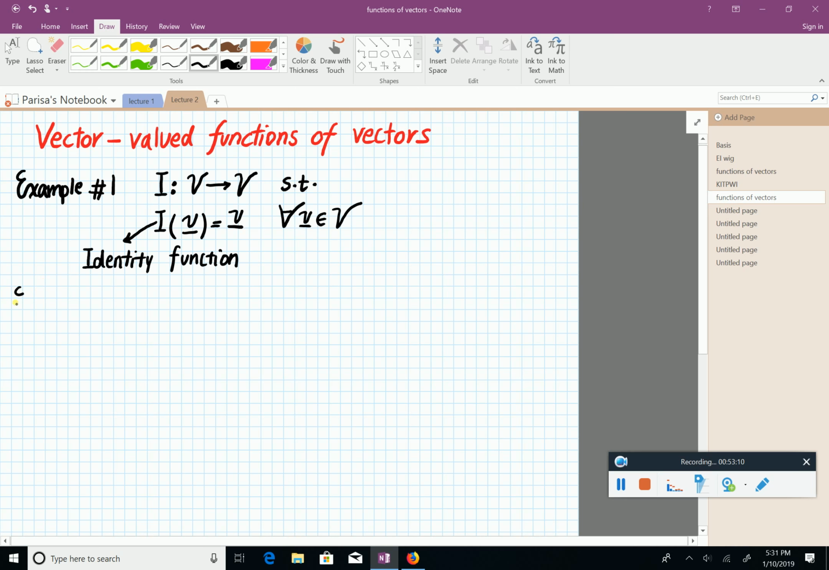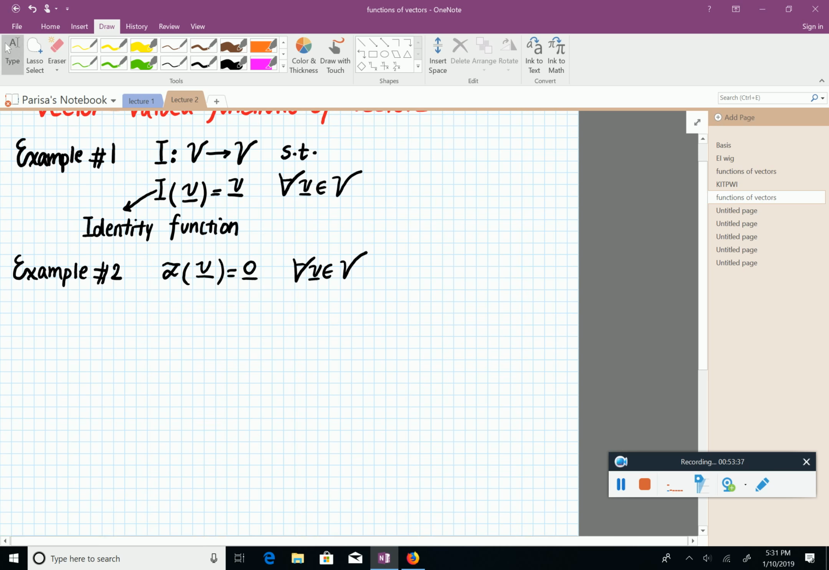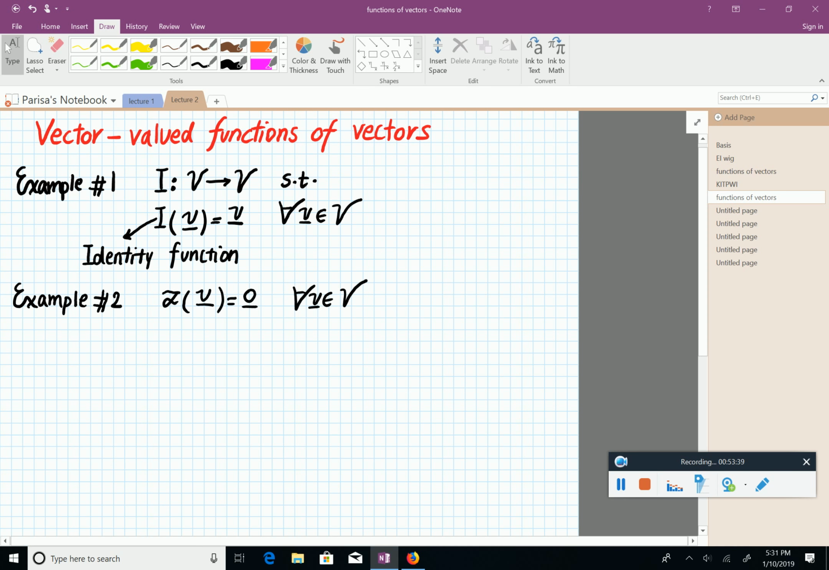So another example, parallel to what you had seen before, is a function that takes one vector in the vector space, and instead of a zero number, it maps it into a zero vector. This is a vector valued function of a vector.